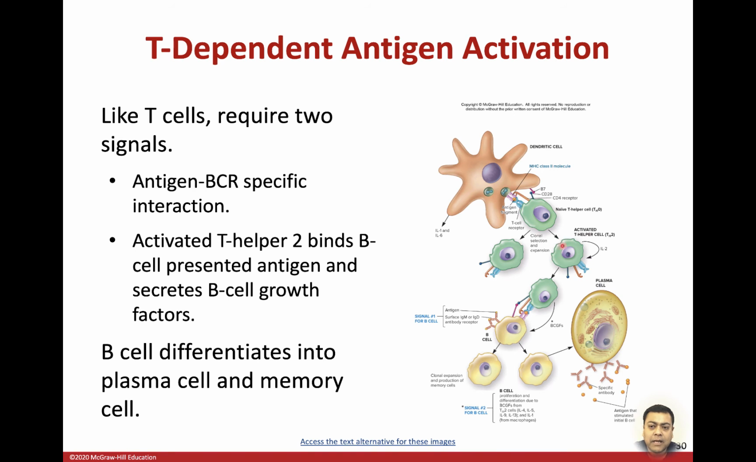These activated T helper cells, Th0 to Th2 by clonal selection and expansion, will now activate a B cell. This is signal one for the B cell, which binds to the antigen. But along with that, to really proliferate, you need this second signal as well. So that's your second signal. The B cell proliferation and differentiation is due to the B cell growth factors, which can include IL-4, 5, 9, 13, and IL-1 from even the macrophages, which is not shown.